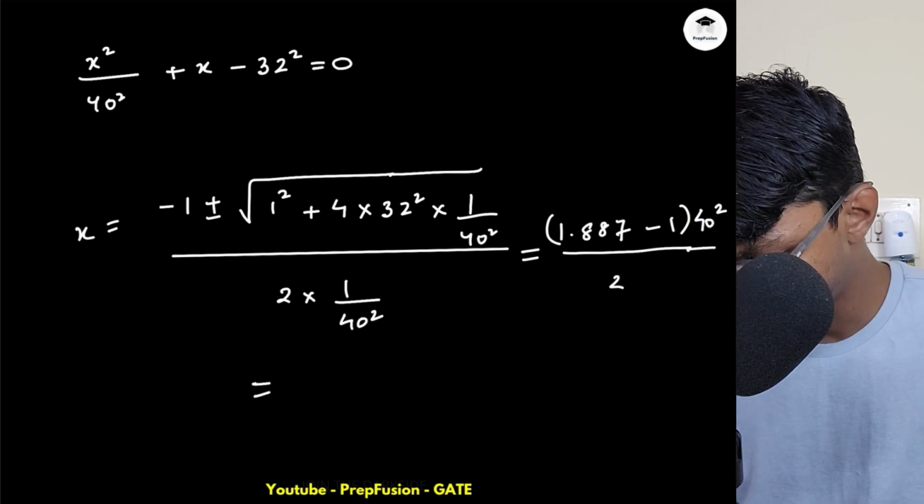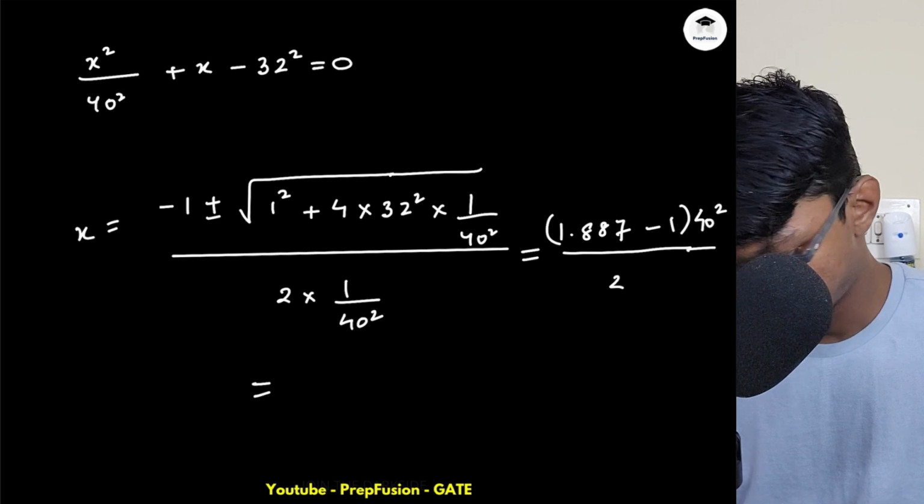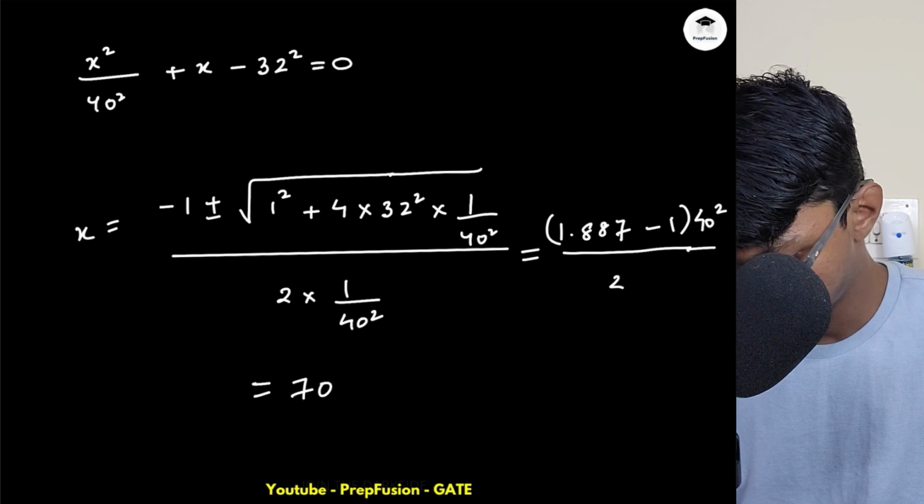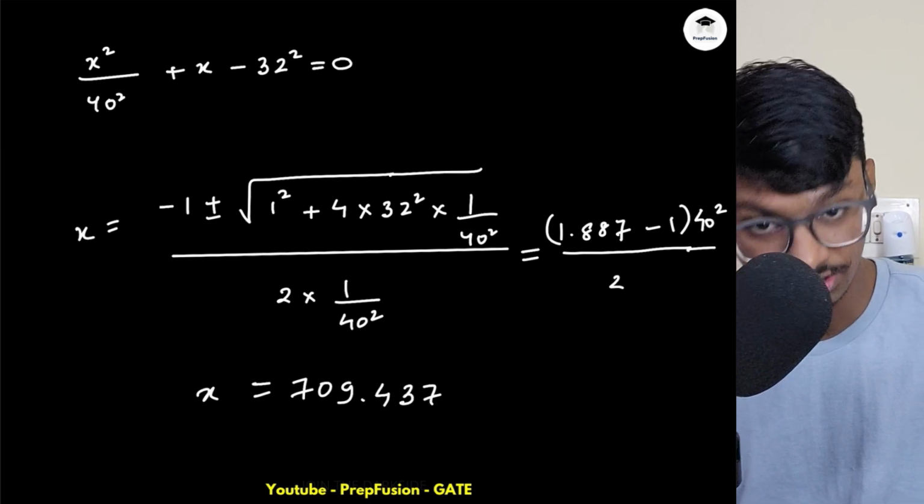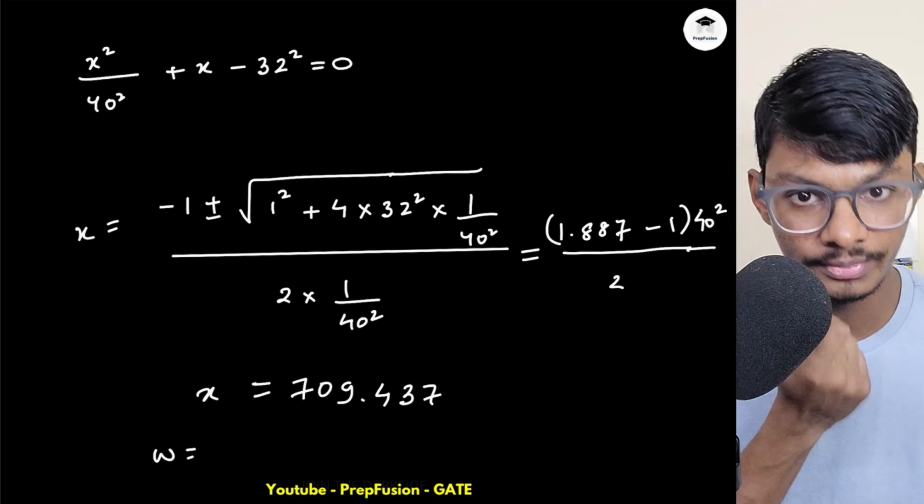So what will be this? If I subtract 1, then divide by 2, then multiply by 40 square, this will be 709.437. This is x, this is not omega, right? What is omega? x equals omega square, so omega will be under root x.